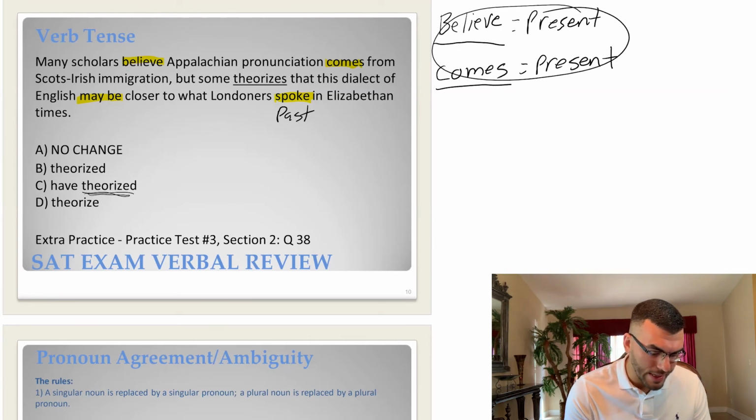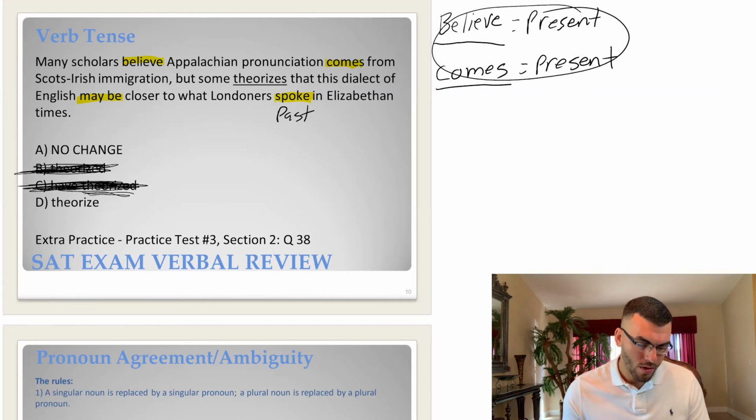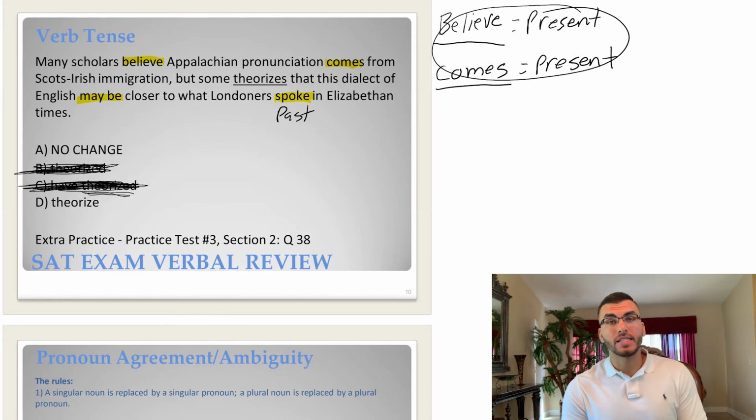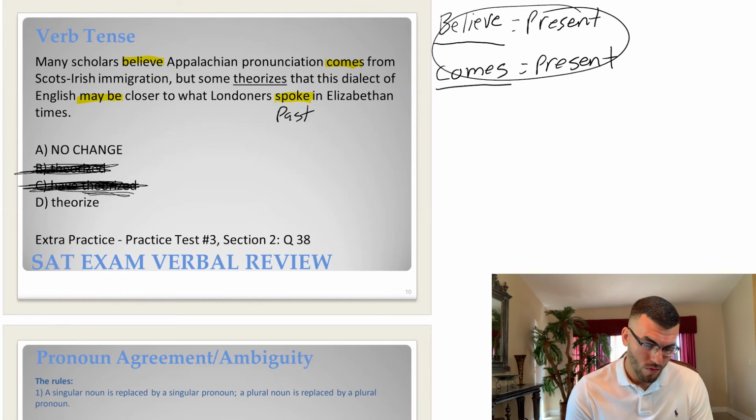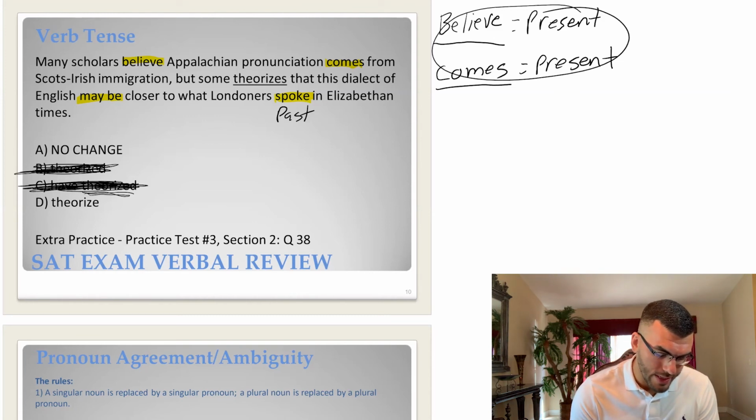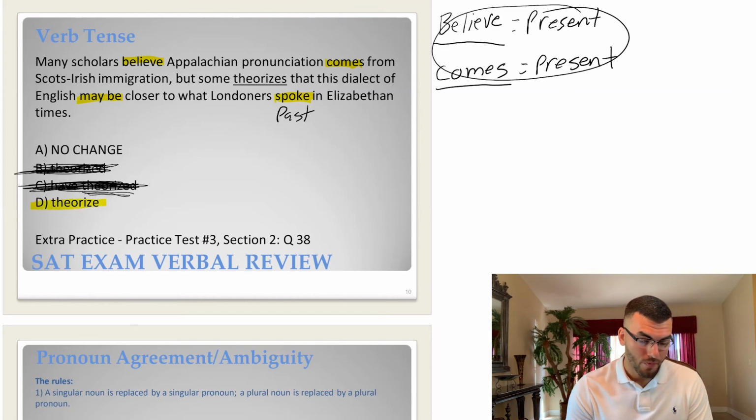Theorized, that's past tense. Theorized, choice B, that's also past tense. Always use process of elimination, guys, and cross out the entire answer. So much better to look at. So now I have theorizes and theorize. What do you think the correct answer is and why? The correct answer is D, theorize.